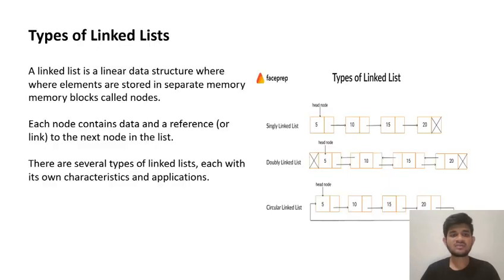Let us see the types of linked lists in detail. A linked list is a linear data structure where elements are stored in separate memory blocks called nodes. Each node contains data and a reference, also called a link, to the next node in the list. There are several types of linked lists, each with its own characteristics and applications.